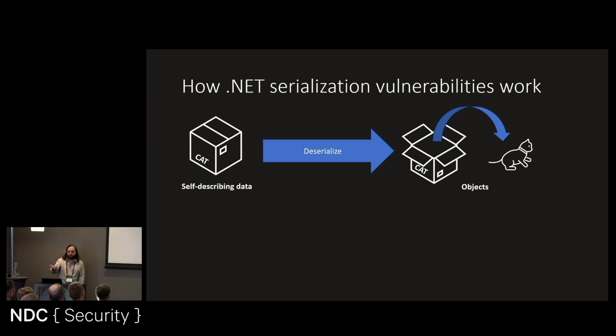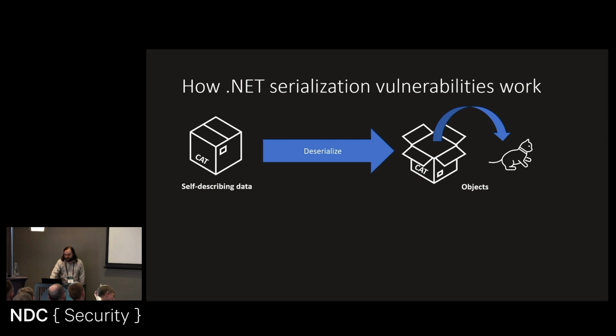So here we have some self-describing data, this box, and it's labeled cat. Cat is the type it says it wants to be. So when the serializer says, okay, I'm going to turn this into an object, it says, well, the label says cat, that's the type. I'll make a cat object, and then I'll look at the contents of this box and set the properties of that cat.